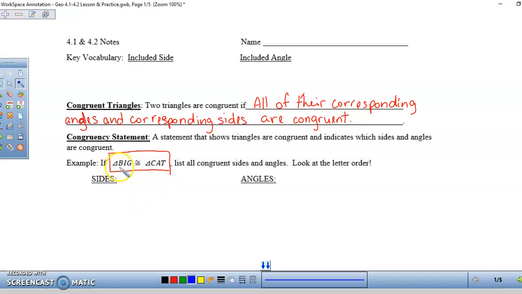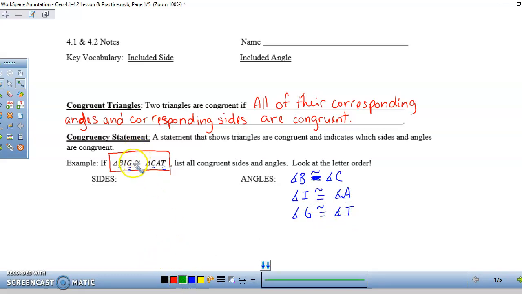I'm actually going to do the angles first, but here B is first and also C is first. So I know that angle B corresponds to angle C, but also that angle B is congruent to angle C, and that's an equal sign right there. Okay, the second letter is I here, and the second letter is A here. So I know angle I is congruent to angle A. Those are corresponding. And then lastly, G and T also correspond. So I know that angle G is congruent to angle T.